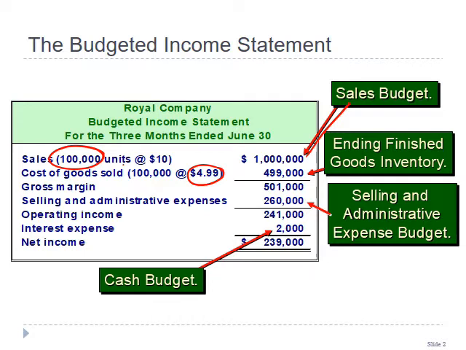It's 499,000. So this would be our gross margin. Selling and administrative expenses come from the selling and admin expenses budget here. So this is our operating income, and interest expense is 2,000, which comes from the cash budget. So that is our net income, 239,000.